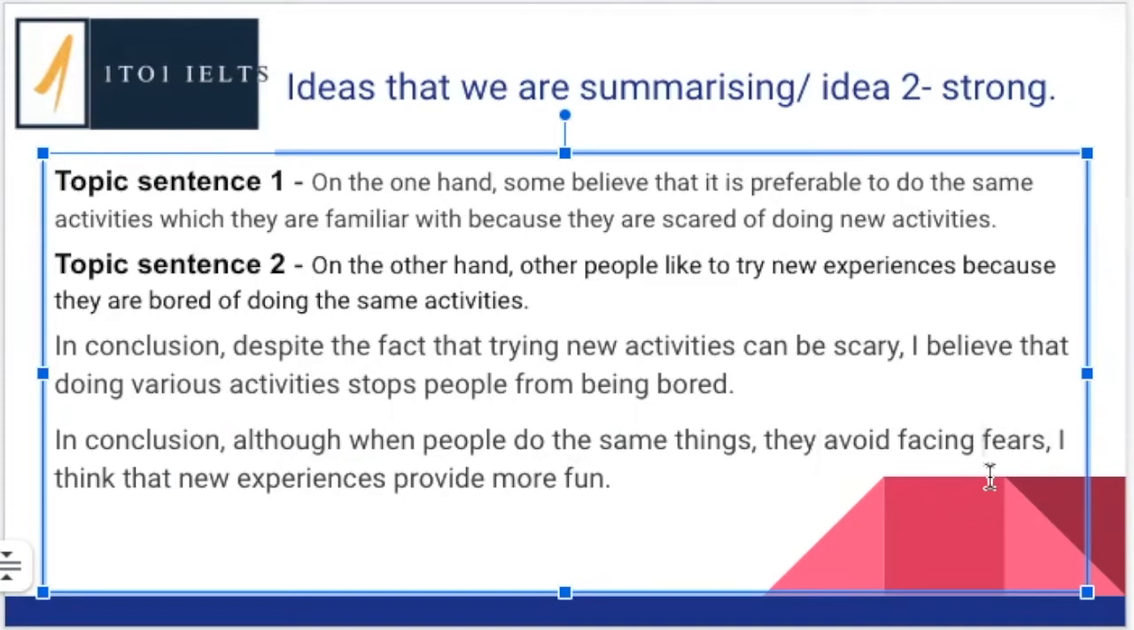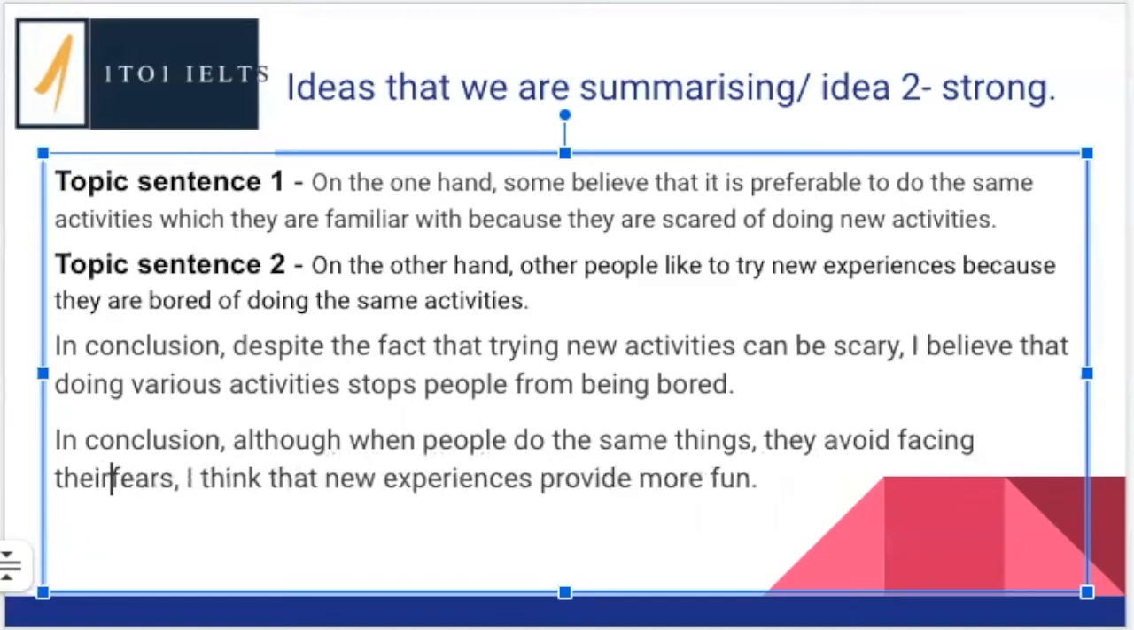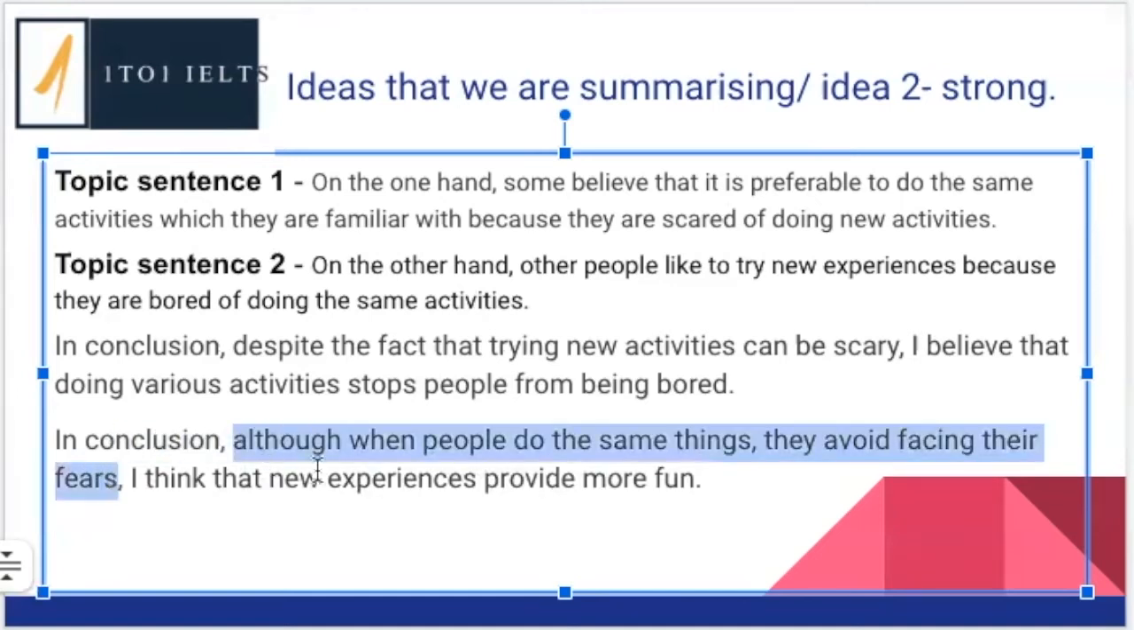So what would be slightly more natural here? They avoid facing whose fears? Good job, yeah. Their fears. Okay. Not Thor's fears. I think Google has been watching too much Avengers, right? They avoid facing their fears. Then comma here is good. So all of this is our conditional, but it's also all dependent. So this is the first half of our although. I think that new experiences provide more fun.